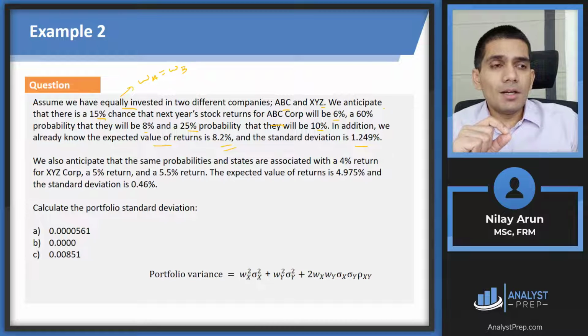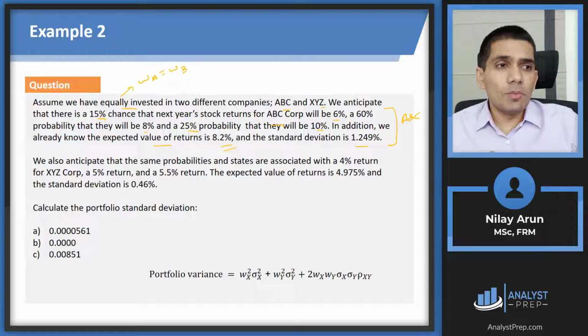We've only been looking at the information for ABC. Now we need to look at the same information for the other one, which is the stock XYZ. So we also anticipate that the same probabilities and states are associated with the 4% return for XYZ Corp, 5% return, and 5.5% return. So your probabilities are the same, but the returns are these. Just like for stock ABC, we've been given the expected value of returns as 4.975%, and the standard deviation is 0.46%.